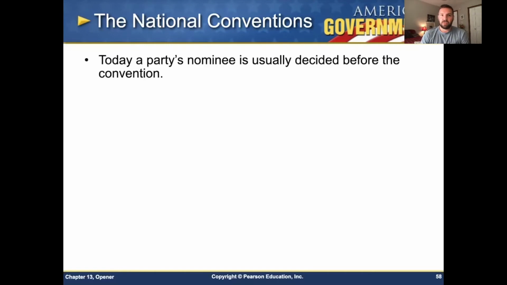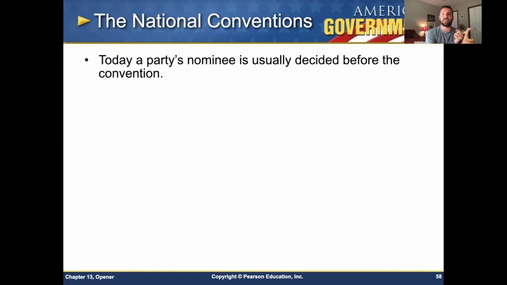At the national convention, like I've already alluded to, the party nominee is usually known well before the national convention. Today, 2020, we're in May right now. The national conventions are going to be in August for both parties, and they're still going to have them. They're currently debating whether or not to have virtual conventions due to the COVID pandemic. But I mean, we already know who it's going to be.